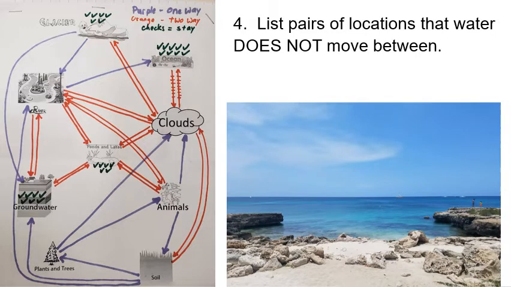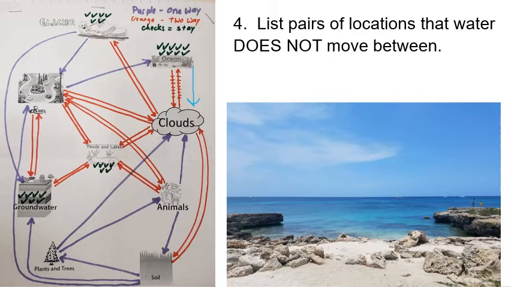Now, let's talk about where water does not move. It doesn't go between all of these places. There are some routes on this map. Not every point is connected with the ocean. To answer this question, a pair of locations that water does not move between is basically the ocean and everywhere except a cloud. The only place that water goes from the ocean is to clouds. That's the only way for water to leave the ocean.